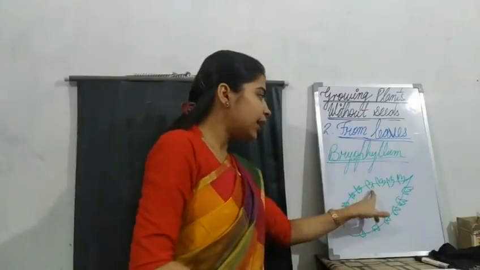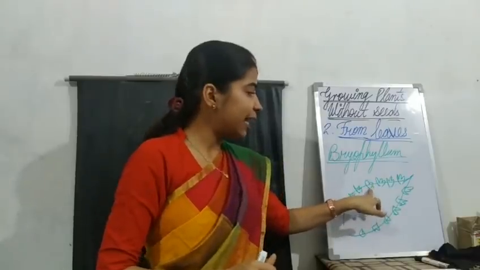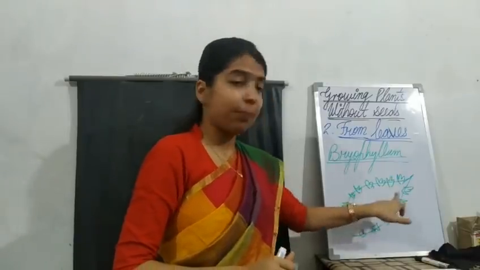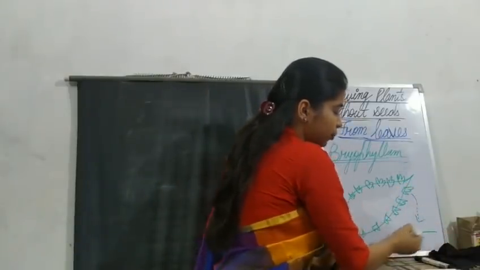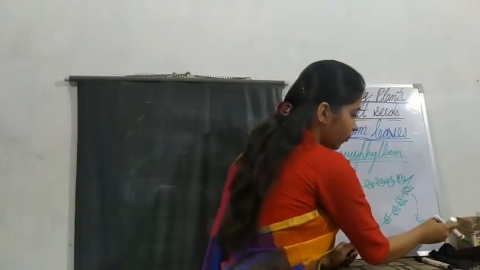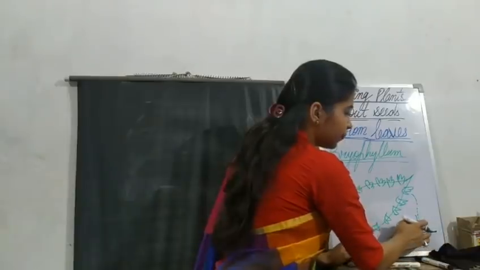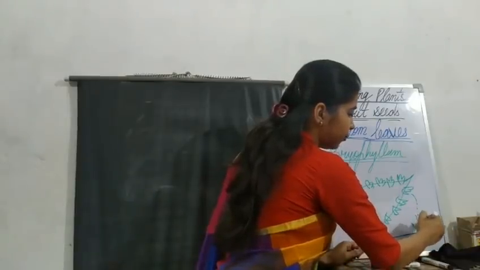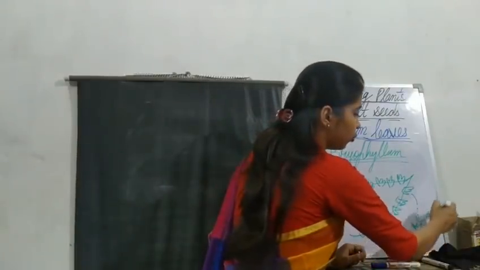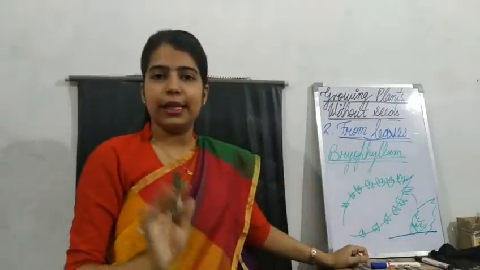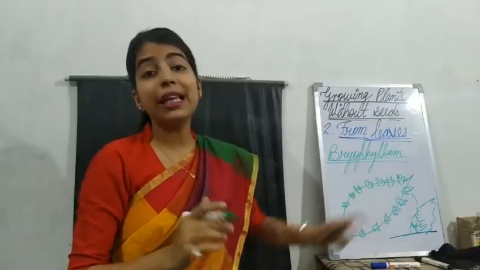Now what happens when this bud gets detached, or separates from the leaves, and this bud will fall on the soil. Suppose this is the soil. So once this bud falls from the leaf and falls on the soil, a complete new plant will grow from this. Is it clear to you all? So this is how we can grow a new plant from the leaves of the plant.